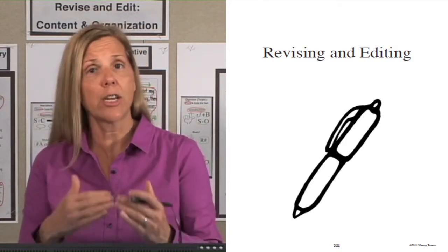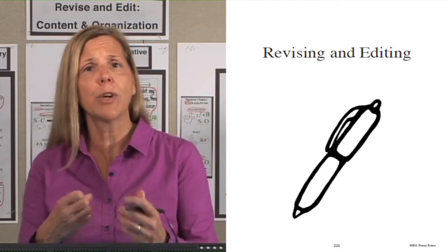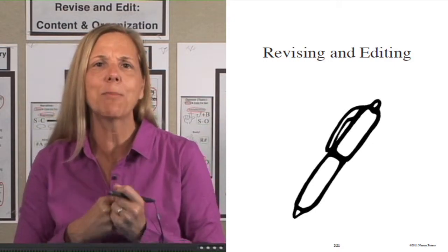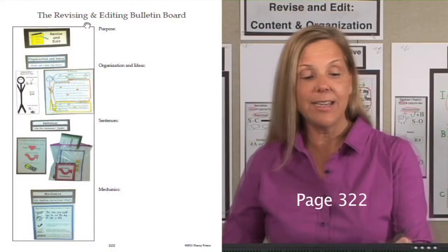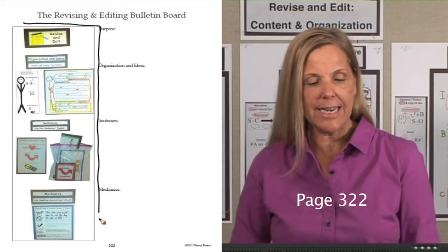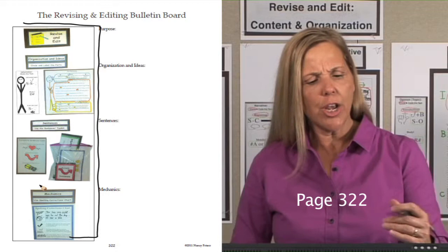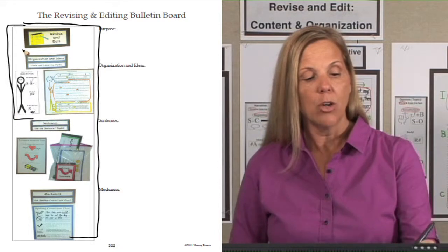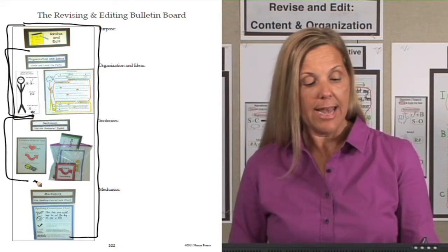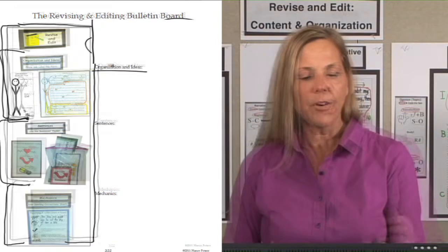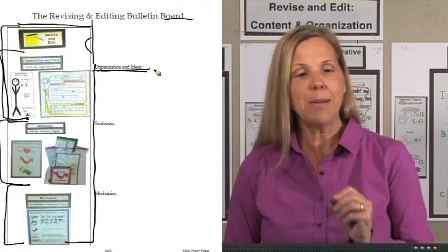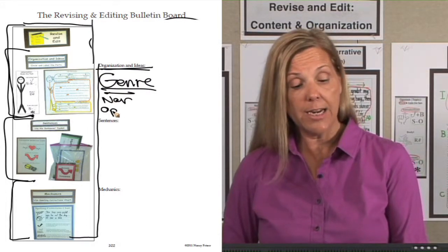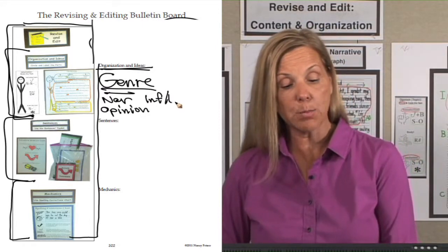Let's turn to the next page so I can show you the activities I developed for children to have many revising and editing skills under their belt so they can fix their papers independently. On this page is a picture of a revising and editing bulletin board. This shows how I teach revising and editing. I basically have divided it up into 3 parts: organization and ideas, sentences, and then also conventions. The first section will be organization and ideas. That means that we will look at every genre, narratives, opinion writing, as well as informative and explanatory writing.